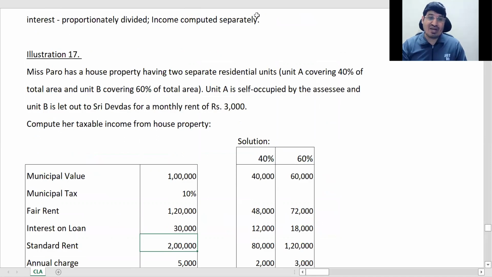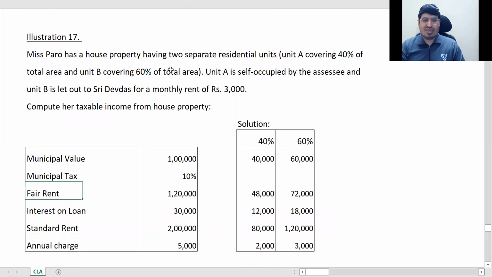Gross annual value is the fair rent or municipal value, whichever is higher, up to a maximum of standard rent. Standard rent is this. Higher of 1 lakh and 1,20,000 is 1,20,000. Lower of these two is 1,20,000 again. The division of 1,20,000 is 48,000 and 72,000, so for this house we'll take 72,000. And municipal tax, 10% is 10,000. If I write this also, it will be 4,000 and 6,000. Agree?